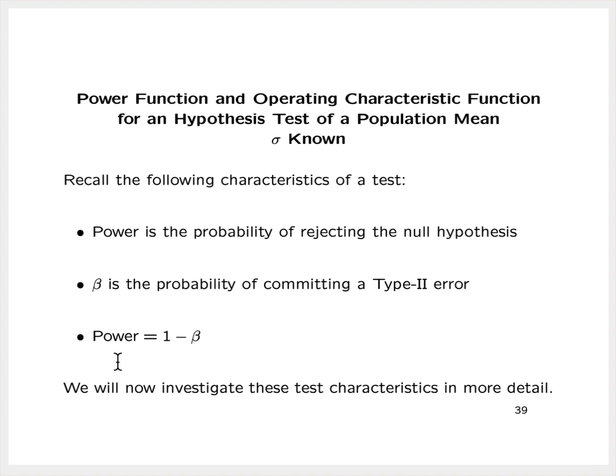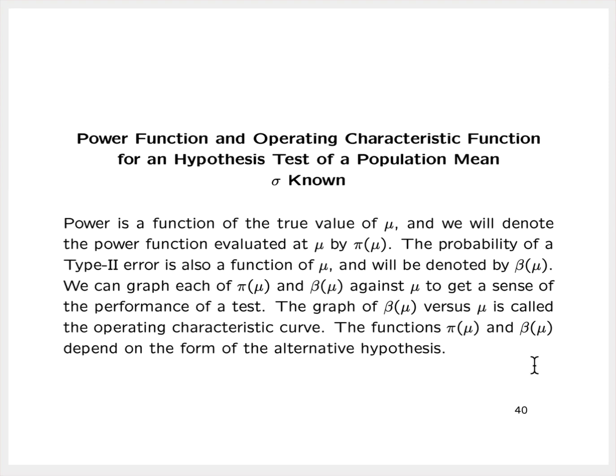Now we will investigate these two characteristics in more detail. So power is not a single value. Power is actually a function. It's a function that depends on several values. It certainly depends on the true value of mu, and when we think of it as a function of mu, we're going to denote it in the following way. We'll use lowercase Greek letter pi to represent the power function, and then we'll list its arguments in parentheses.